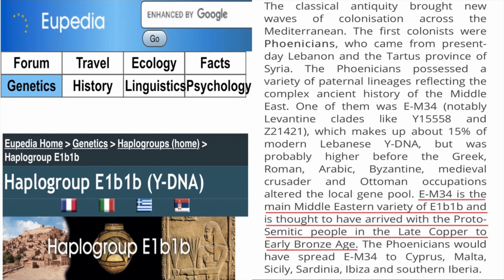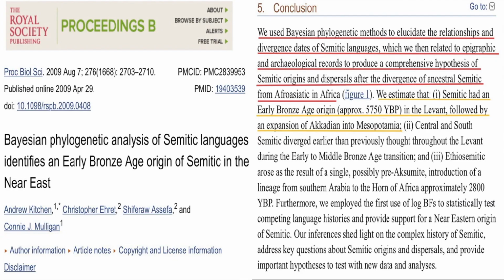This paper deals with early Proto-Semites having haplogroup E. It's called Haplogroup E1b1b by DNA from Eupedia, and it says E-M34 is the main Middle Eastern variety of E1b1b and is thought to have arrived with the Proto-Semitic people in the late Copper to early Bronze Age. And this fits exactly when Semites began to expand in the Levant, the early Bronze Age. And this is when you see these E markers.